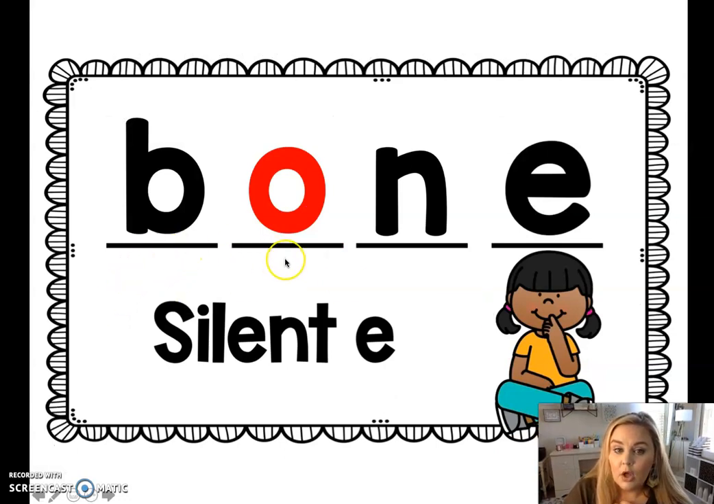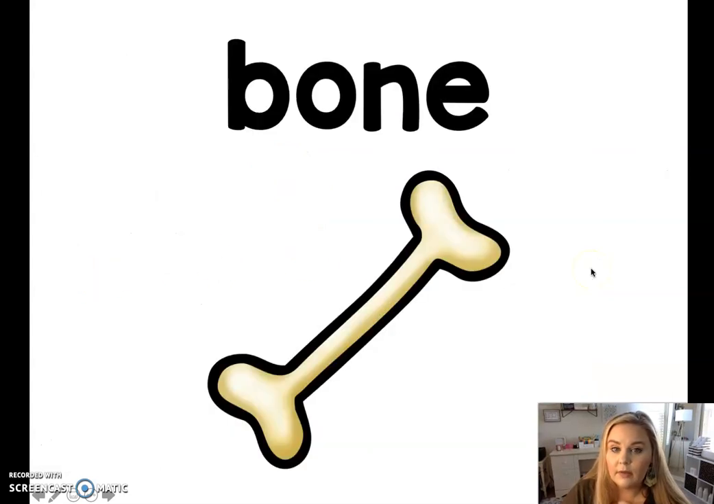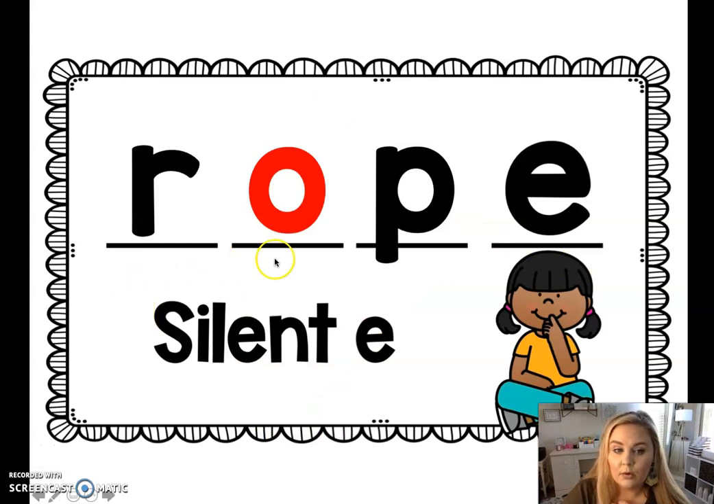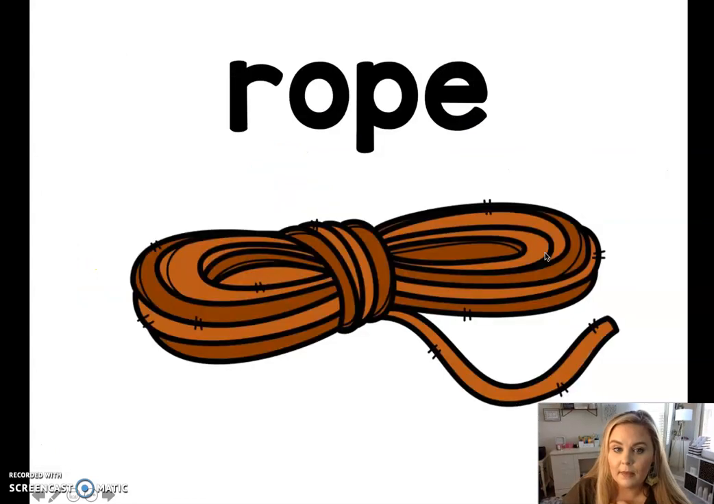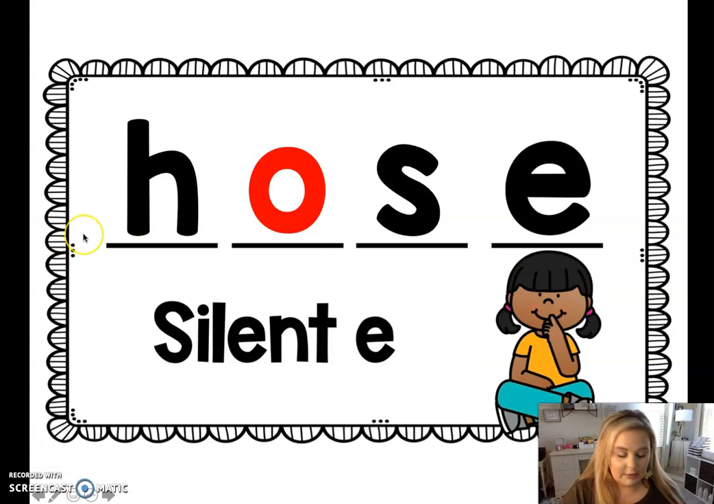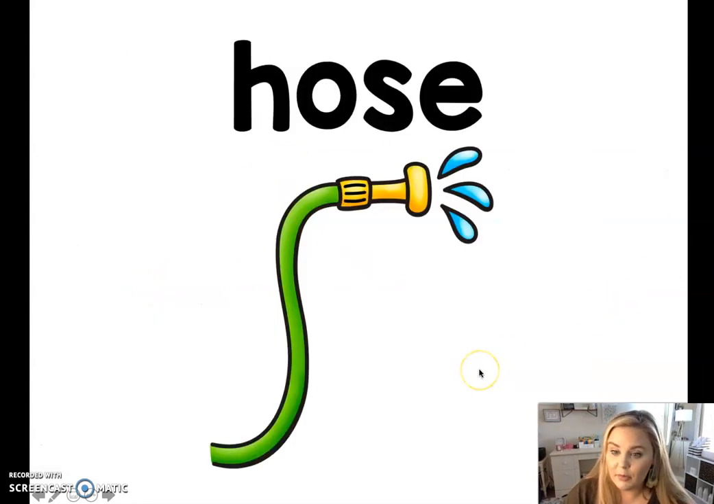B, O, N, bone. There's a dog bone. R, O, P, rope. There is a picture of a rope. There's that super silent E again, so I'm going to make sure that I do not say the sound for silent E. H, O, S, hose. There's a picture of a water hose.